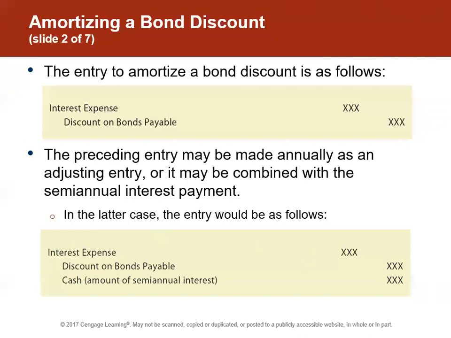So we're taking that discount amount and recognizing the expense of that discount every period that we make an interest payment.